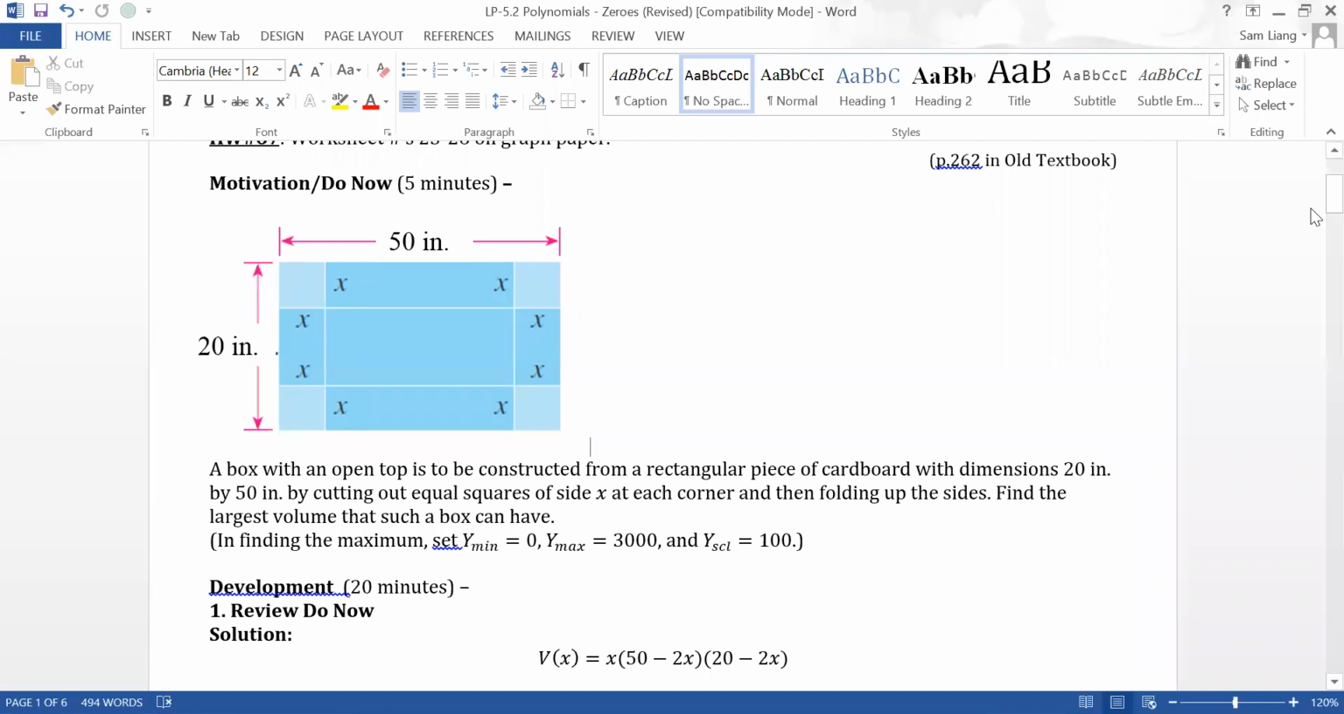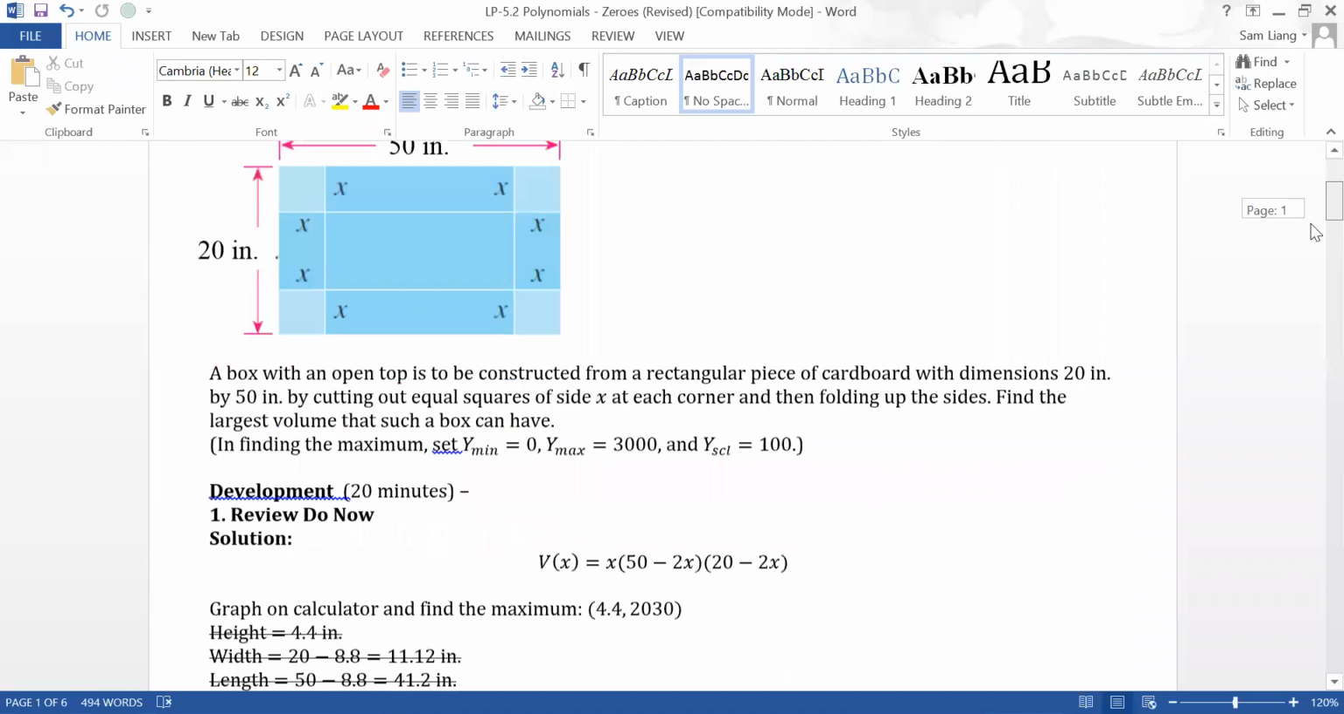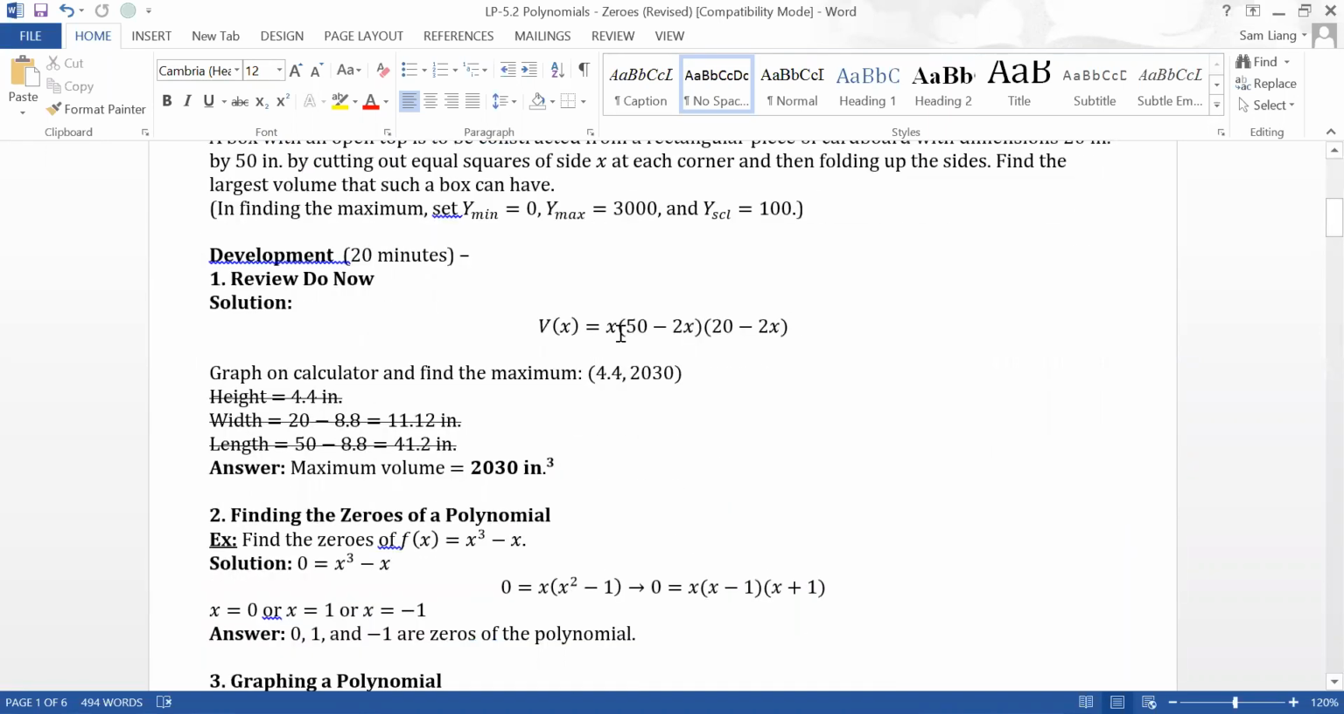Okay, so the volume of the box is going to be x, so that's the height, times 50 minus 2x, that's the length, and then 20 minus 2x, that's the width. So this is your volume equation, and then if you graph on your calculator, you're going to find the maximum to be 4.4 comma 2030. Notice here that I included the dimensions also, but you actually don't need to do that. They just ask for the largest volume. So the answer to this question is 2030 cubic inches.